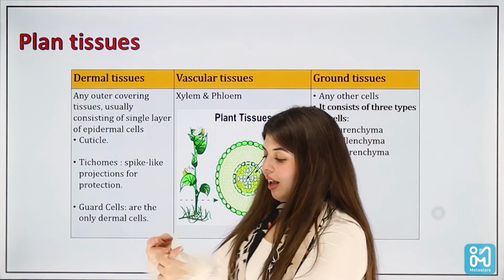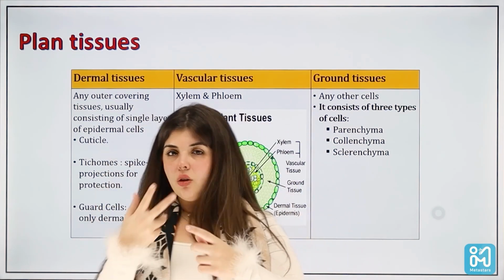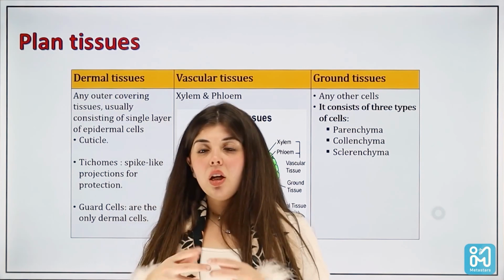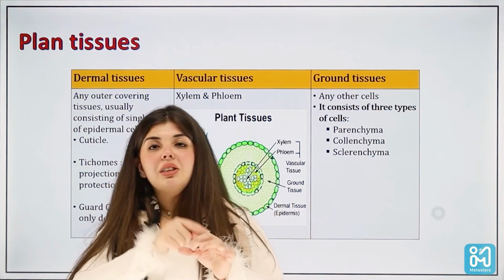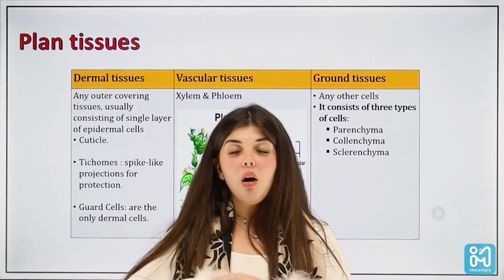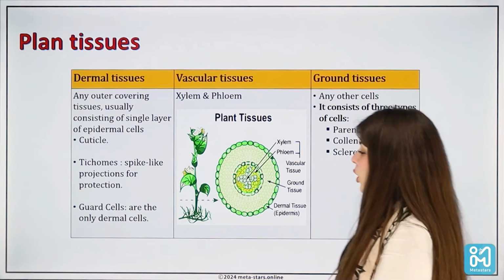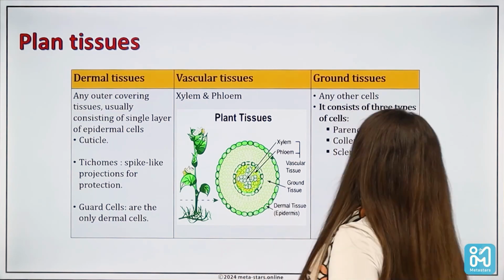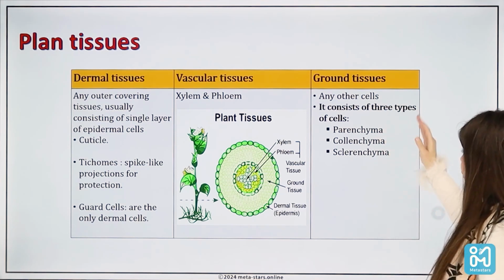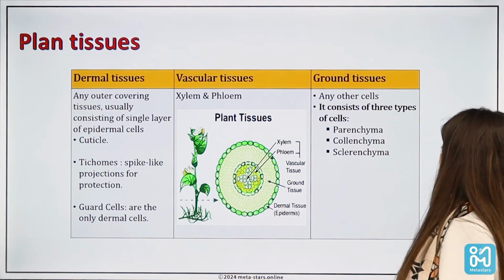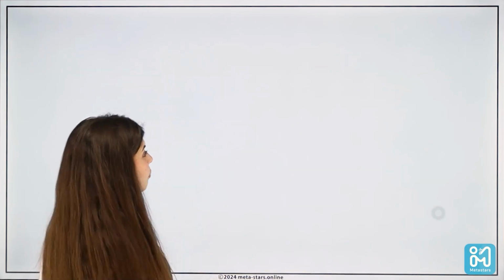If you cut any plant from any location, root, stem, or leaves, you can see through the microscope the xylem and phloem, which is the vascular tissue in the plant that's responsible for transporting material. The ground tissue is any other cell. It consists of 3 types of tissue: parenchyma, collenchyma, and sclerenchyma. It is the ground tissue, okay?